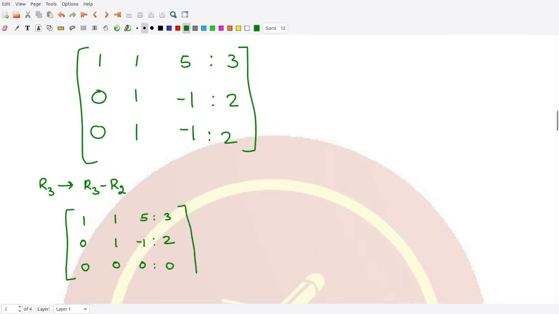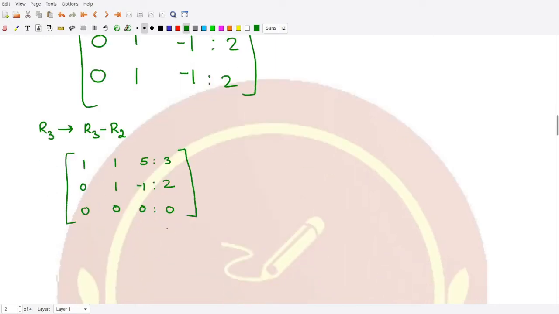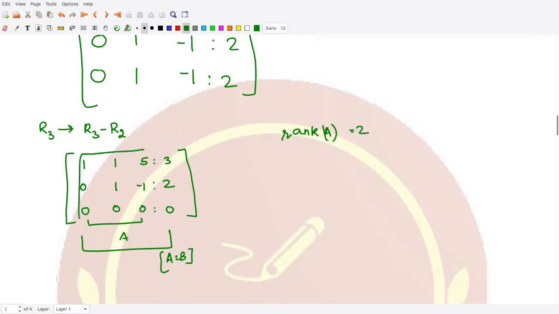So you see the last row here is 0. In this case, let's call this much matrix A and this much matrix A augmented B. Now we want to see what is the rank of A and what is the rank of AB. The rank of matrix A is equal to 2, because the third row is 0. So we are only looking at this much portion. Here the rank is 2.